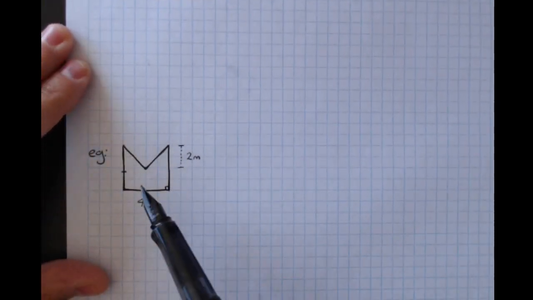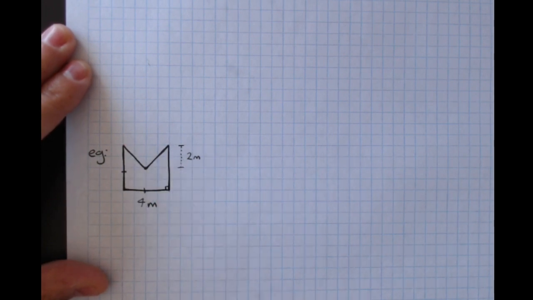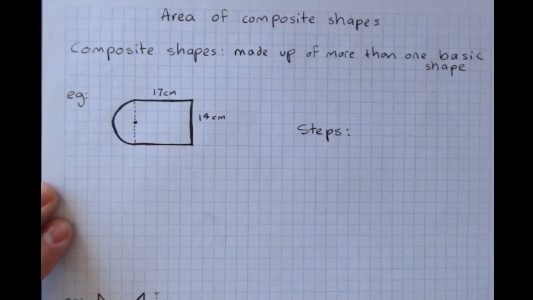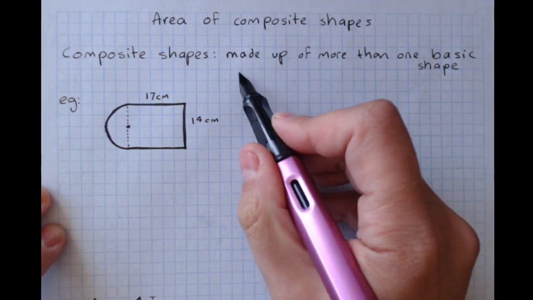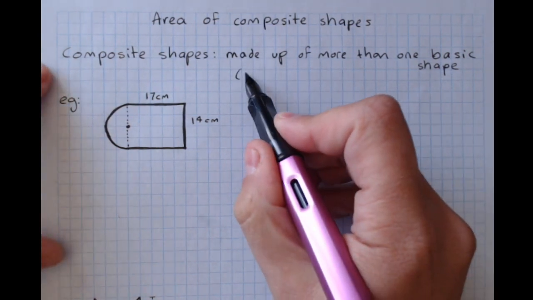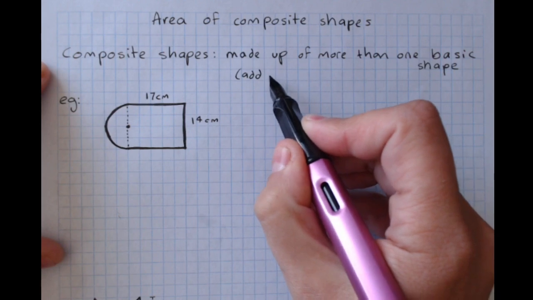This shape is made up of a square with a triangle taken out of it. So composite shapes can be based on shapes being added together or subtracted from each other. And sometimes it can look like either would work, and in that case you can use either strategy. So we find the areas and we add or subtract them.